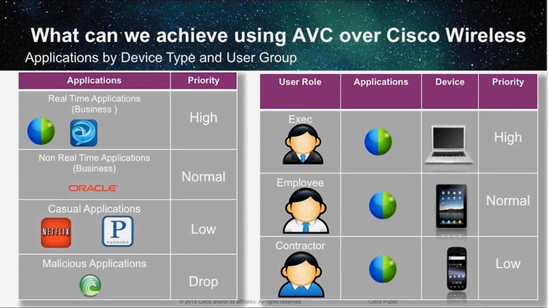In addition, what if there are 3 different users? You have the exec, you have the employee, and you have the contractor, and all of them are using WebEx, using different device types. What you can also do using AVC is make sure that when an exec is trying to get onto the network using his laptop, he gets higher priority as compared to an employee trying to use WebEx using an iPad, or a contractor trying to use WebEx using Android. So you can have different priorities depending on the user group, depending on the application and depending on the device type being used. You can control all of these using Cisco AVC on wireless.